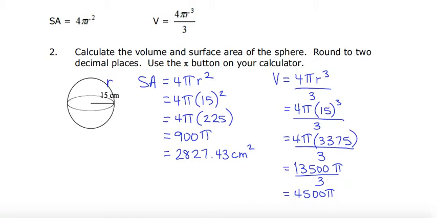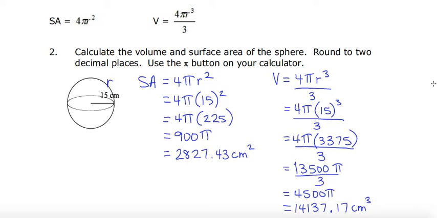And the last step will be to multiply the 4,500 by pi using the pi button on your calculator to give us a final volume of 14,137, and I want 2 decimal places, so that will round to .17. And my units are centimeters cubed.